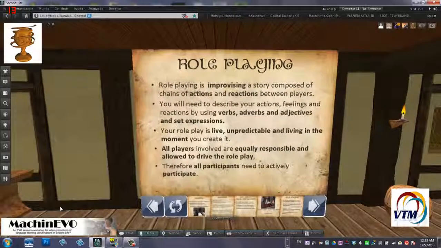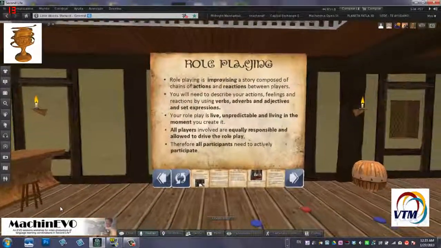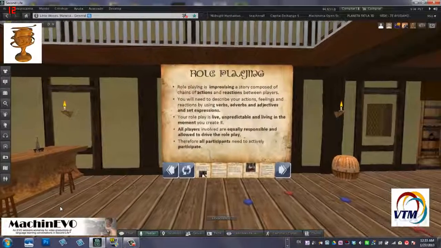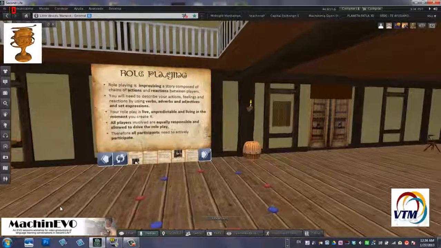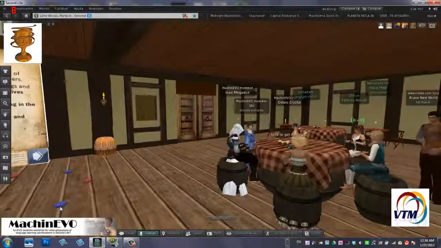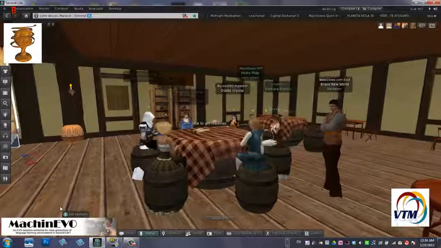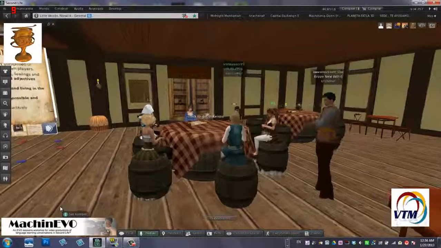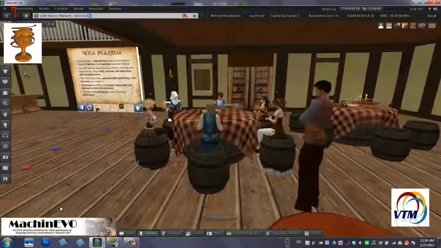So everybody has to pay attention and to see what's going on. Since roleplay takes place on the chat area, we're always scrolling up and down to know what's happening and who's talking. So this is what we're going to be experiencing today.